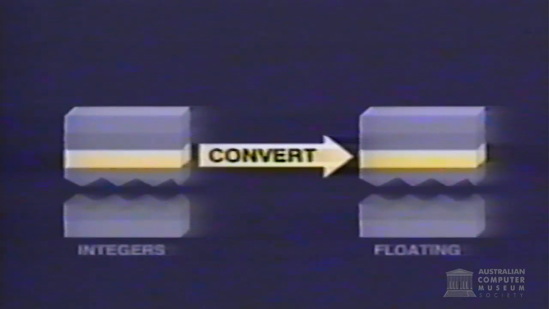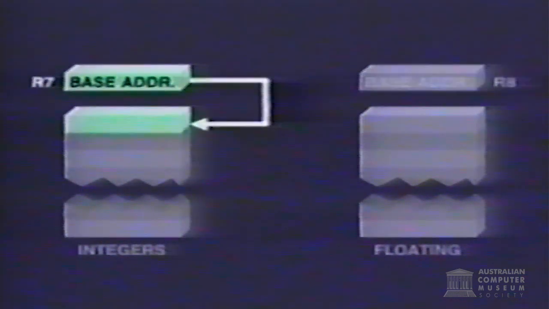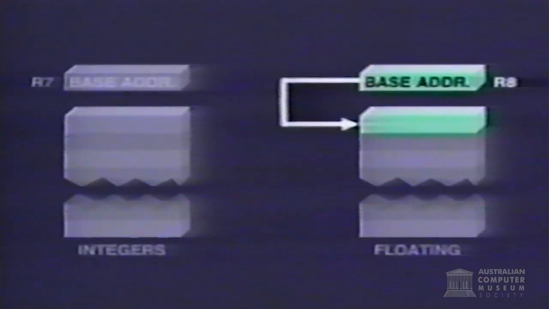Let's examine the requirements of the task. First, we need to specify the base address of each table. We'll place these addresses in a pair of general registers. Register 7 points to the beginning of the existing integer table, and register 8 points to the starting location of the floating point table that we want to create.